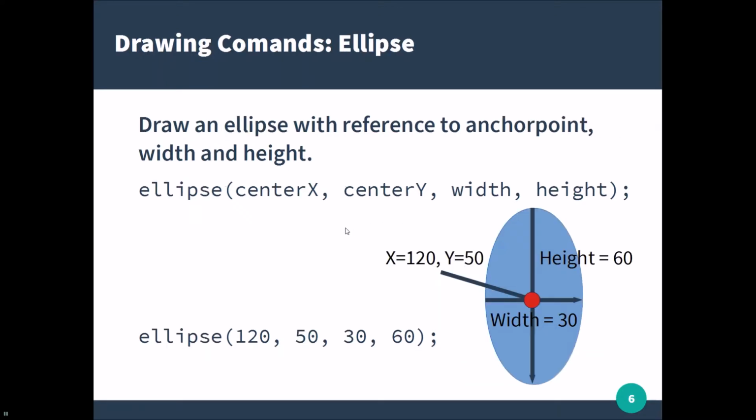Ellipse takes the same four arguments, but instead the first two arguments are the center of the ellipse, once again called the anchor point. This means that ellipse 120, 50, 30, 60 is an ellipse centered on x equals 120 and y equals 50, with a width of 30 and a height of 60.